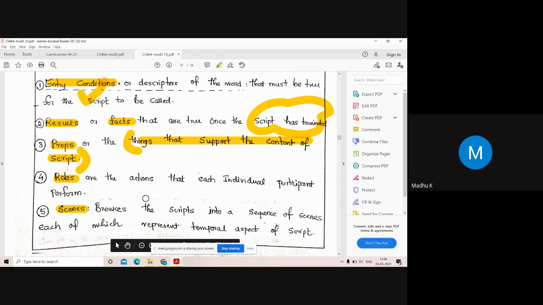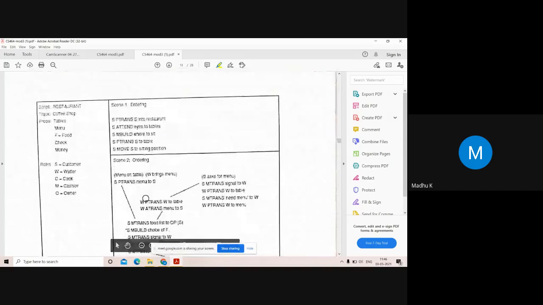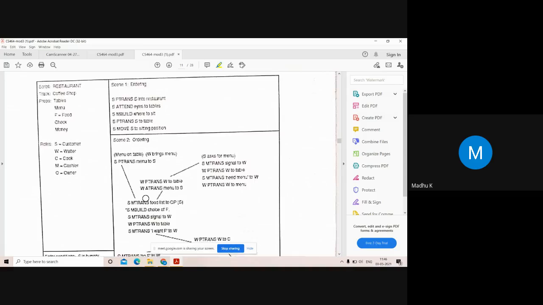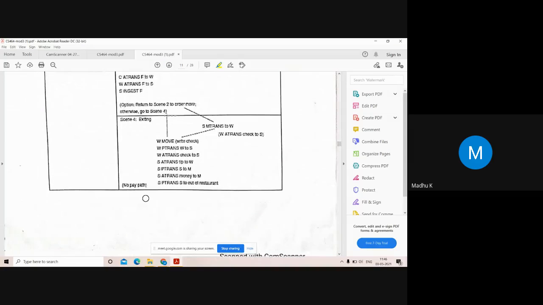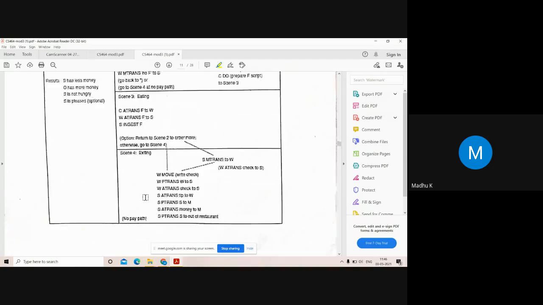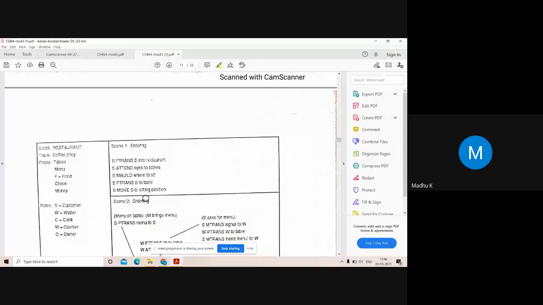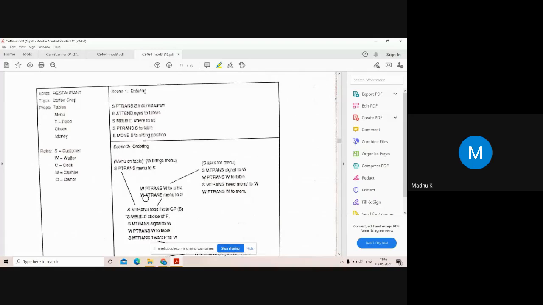Now we can take an example and discuss the script. This is an example of a restaurant script, the example used in the textbook. Just for understanding, if you consider the script, there is a name, script: restaurant. Then another is props. What is the meaning of props?